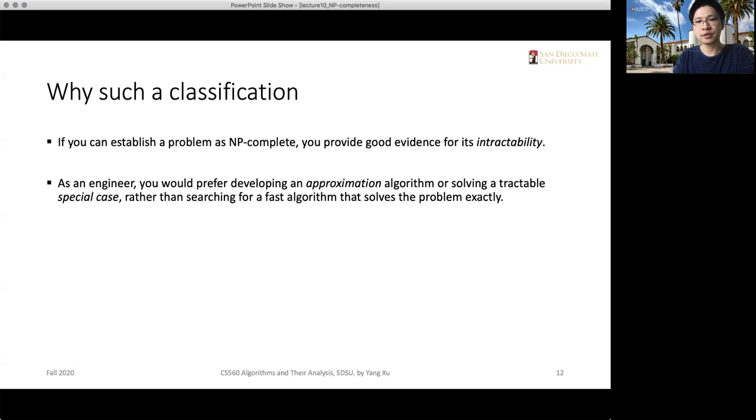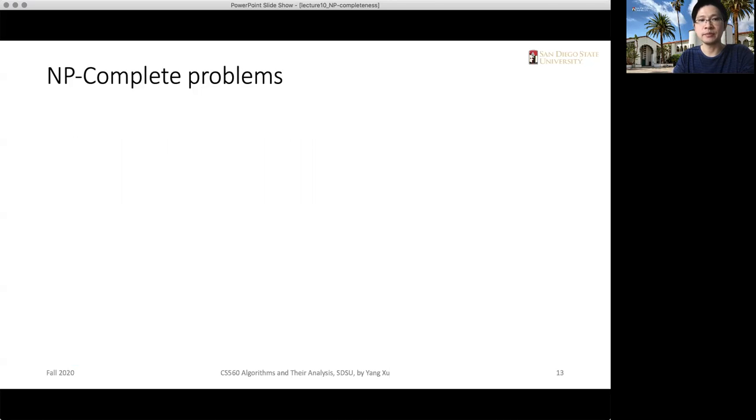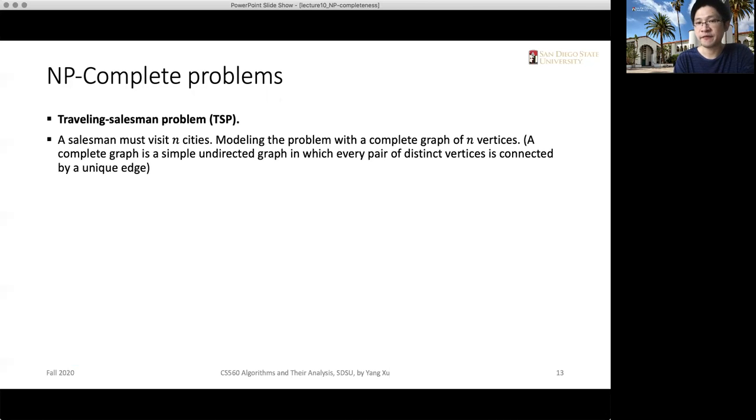so let's look at several examples of typical NP-complete problems. The first one is called the traveling salesman problem, TSP. It's basically a graph problem. A salesman must visit n cities. If we model the whole map with a graph of n vertices, a complete graph, we can use this complete graph with undirected edges, and every pair of distinct vertices is connected by a unique edge.